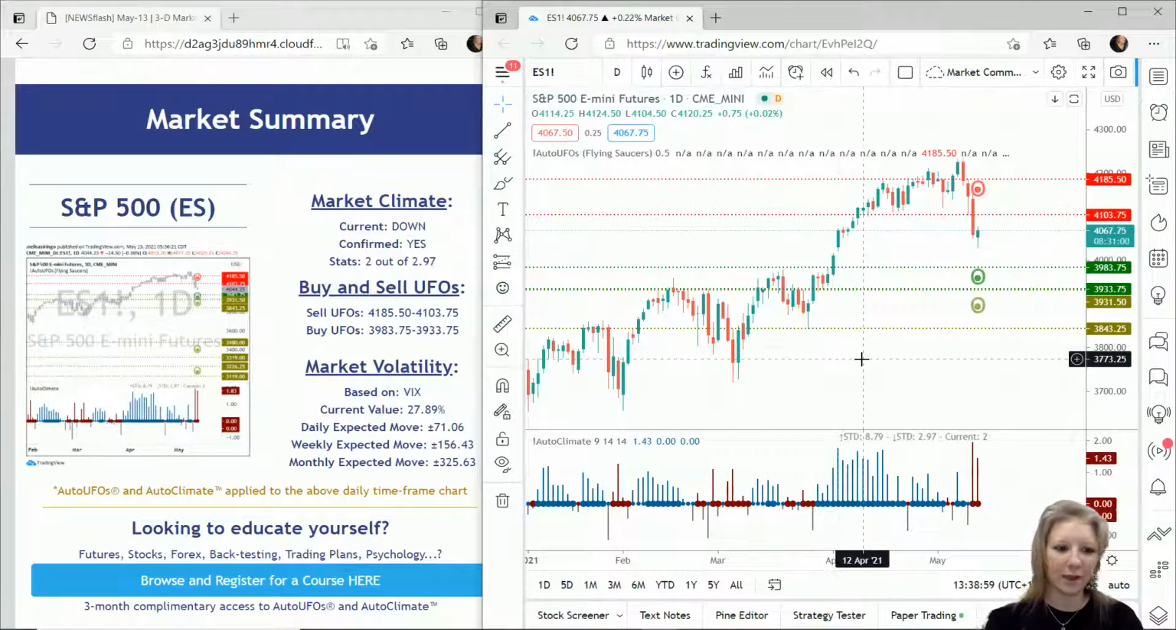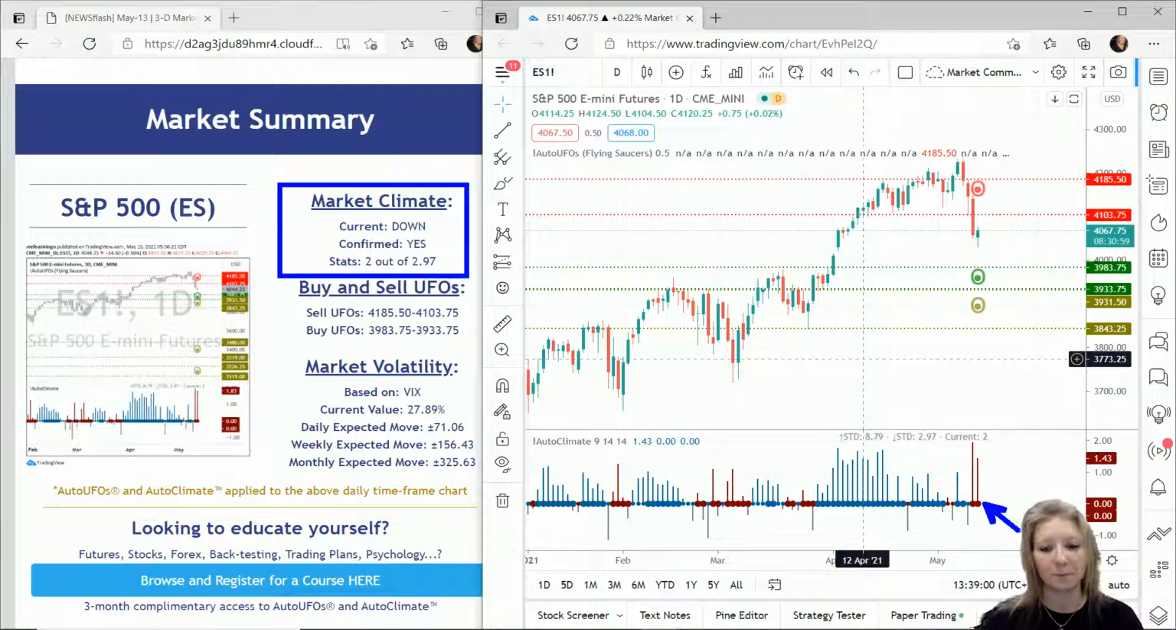Okay, so we have, when it comes to the climate, we should be looking to sell. Now usually this market would go down for 3 candles and we're on candle number 2. So what that means is, based on what usually happens, we have probability of another day or so where it moves down. That's not to say that that definitely will happen. It's just to say that that's what's statistically likely to happen.